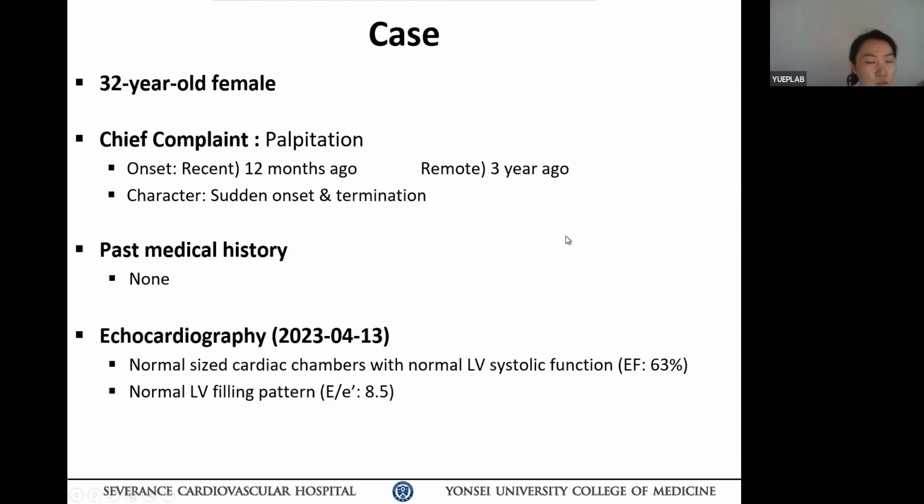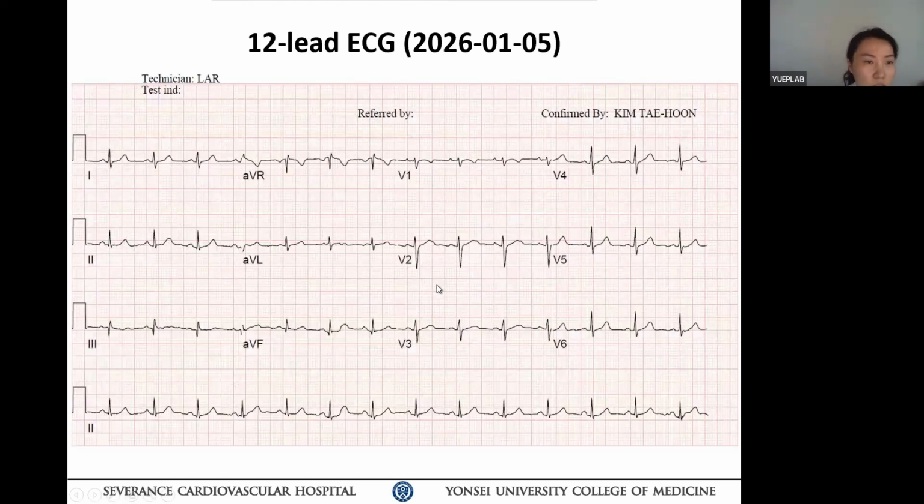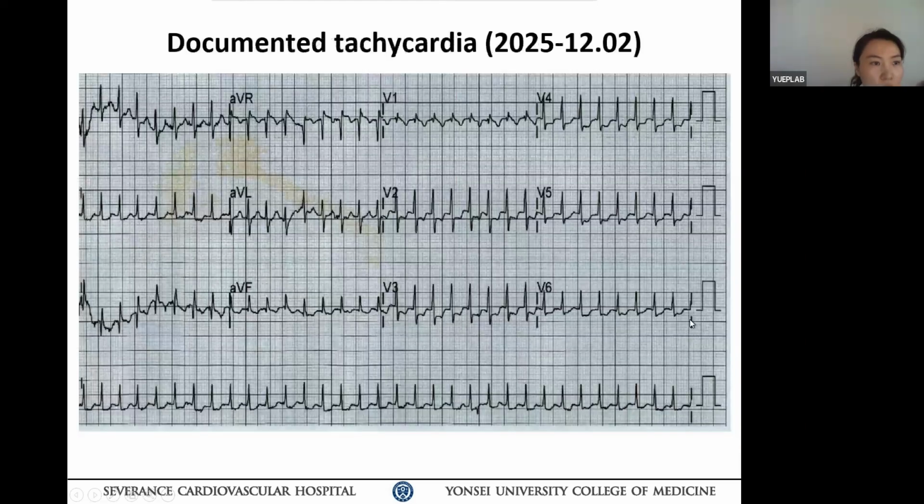This is a 42-year-old female who had palpitations 3 years ago. Recently, it was reported 1 year ago. She has no other past medical history, and on echocardiography the LV ejection fraction was normal. This is the baseline ECG: normal sinus rhythm, heart rate about 80, and the PR interval, QRS axis and QT interval were within the normal range. The T wave was normal too. She has symptoms of palpitation. She visited the ER, and there was a documented ECG.